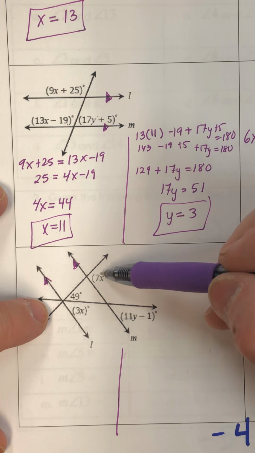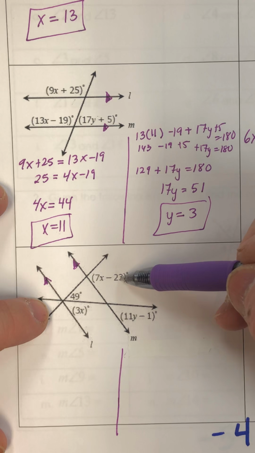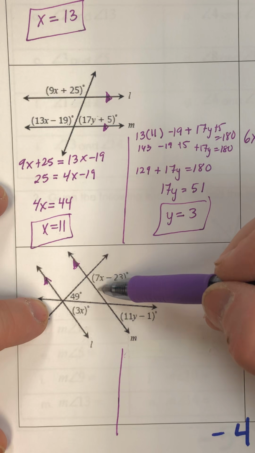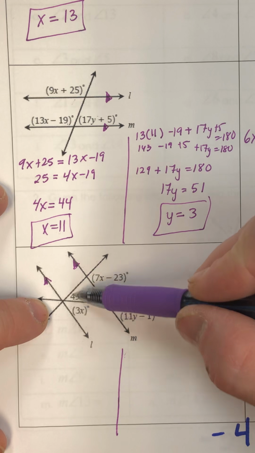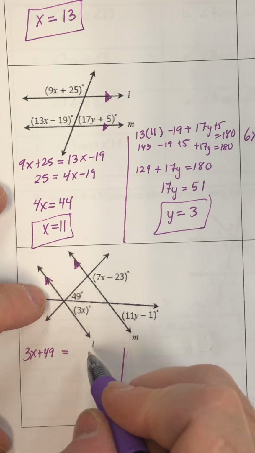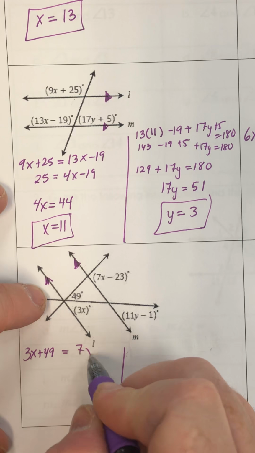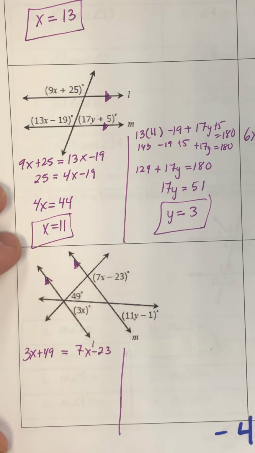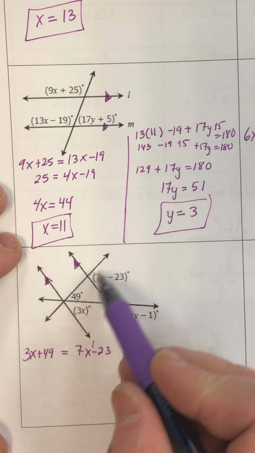So let's see, 7x minus 23, that angle would fit with those two together. Those two together would be 7x minus 23. So let's go 3x plus 49 is going to equal 7x minus 23. So those two together would equal that one. Those would be the same angle along that transversal.